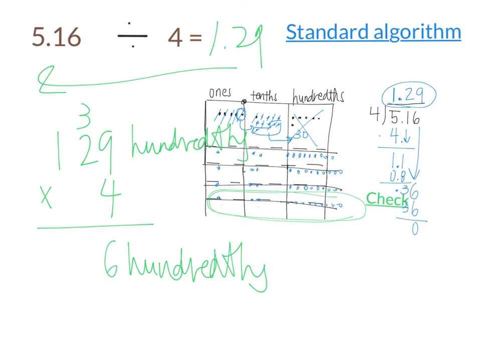4 times 9 is? 36. 2 times 4 is? 8. Plus 3 is? 11. Okay. 4 times 1 is? 4. Plus 1 is? 5. So I have 516 hundredths.